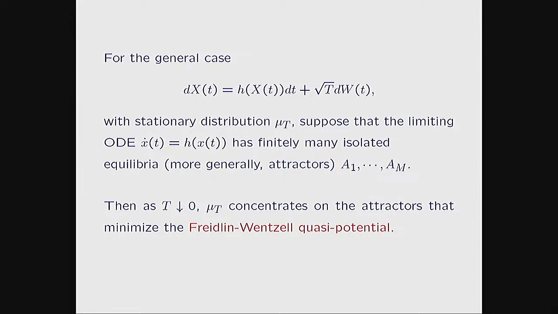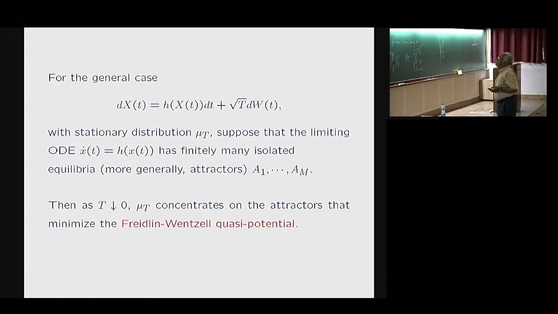Okay, so in general, consider again something with multiple isolated equilibria. I should have said stable equilibria or attractors. Then as t goes to 0, here I have come back to h of x, it need not be a gradient system, but you have similar results available where in the small noise limit as t tends to 0, the stationary distribution concentrates on attractors that minimize something called the Freidlin-Wentzell quasi-potential.